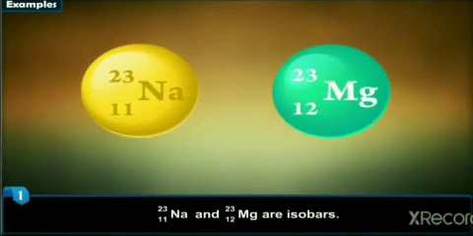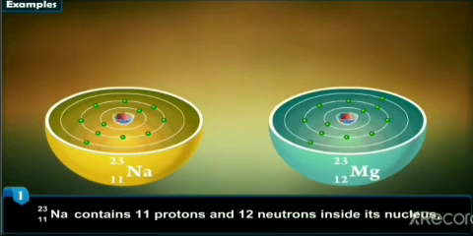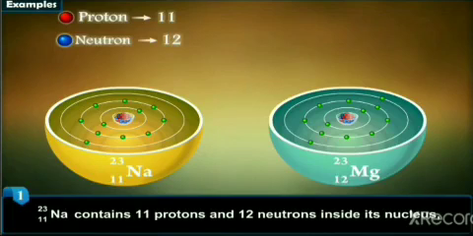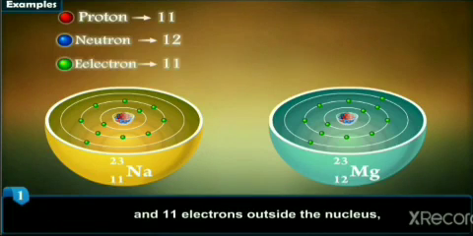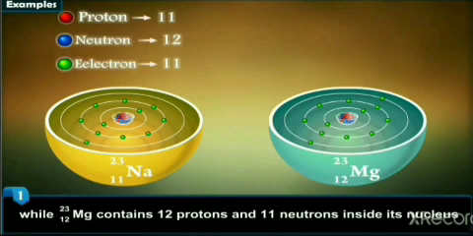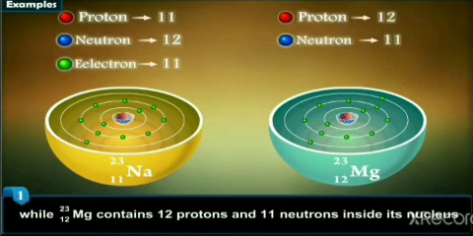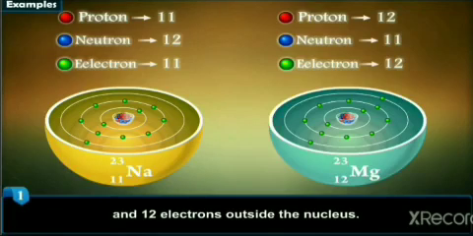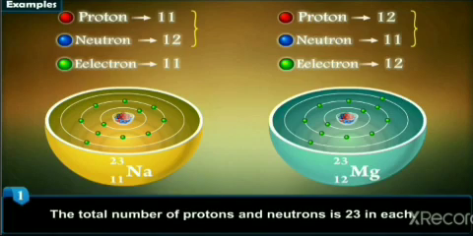Examples: 1. ²³₁₁Na and ²³₁₂Mg are isobars. ²³₁₁Na contains 11 protons and 12 neutrons inside its nucleus and 11 electrons outside the nucleus, while ²³₁₂Mg contains 12 protons and 11 neutrons inside its nucleus and 12 electrons outside the nucleus. The total number of protons and neutrons is 23 in each.